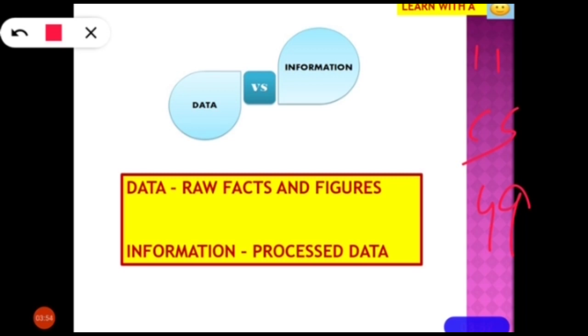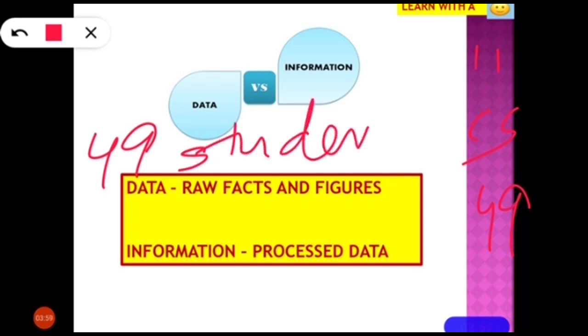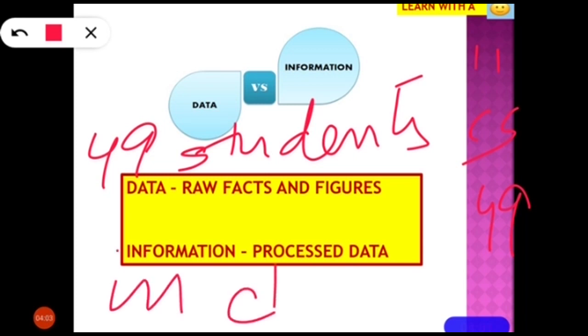Now let us process it. And if I say there are 49 students in class 11 CS, this becomes complete information. From where did we get this information? From the data. Hence, information is processed data.